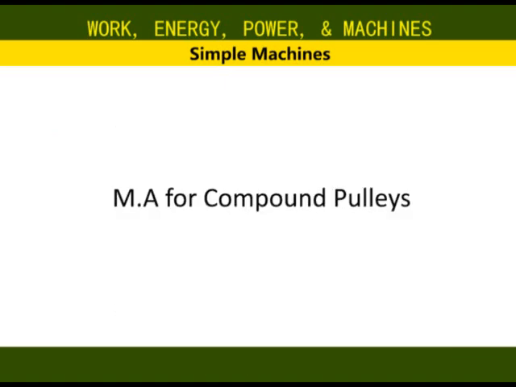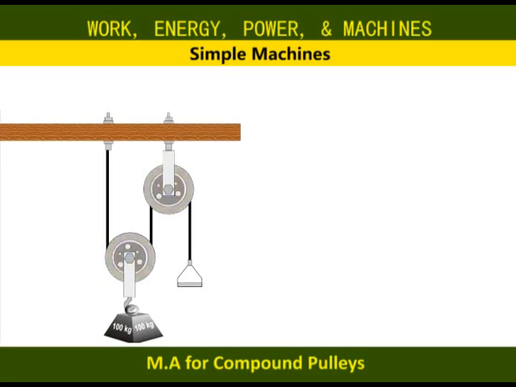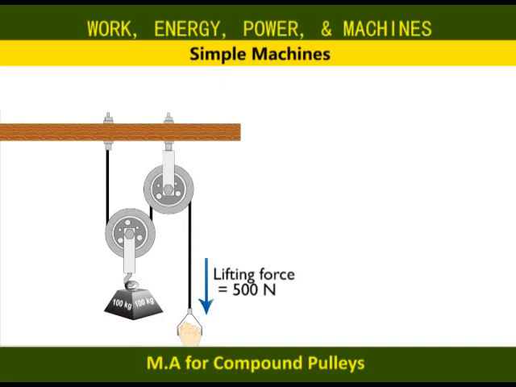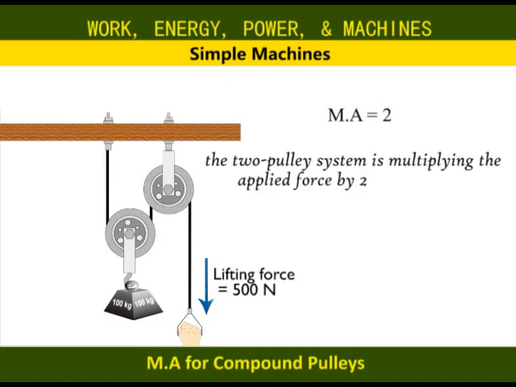Let's look at compound pulleys and the mechanical advantage they offer. We have 2 wheels and a rope looped around them. A 100 kilogram weight is equally supported by 2 pulleys and a very long rope. And because of this setting, you can lift it by putting a force of just 500 newtons instead of the required 1000 newtons. This compound pulley is therefore giving a mechanical advantage of 2. The 2 pulley system is multiplying the applied force by 2.